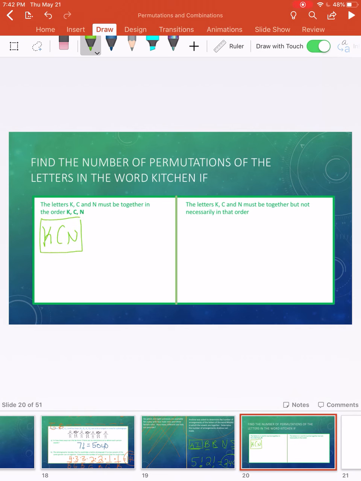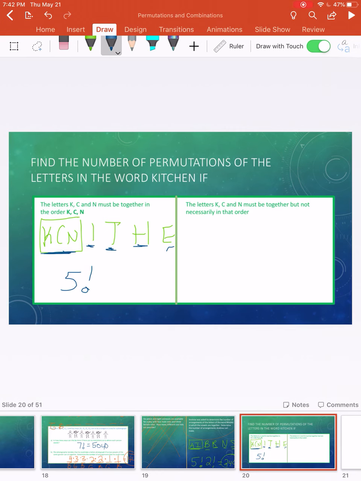So they still count as one item, and the other letters would also count as individual items. So I have I, T, H, and E. So altogether I should have 1, 2, 3, 4, 5, 6, 7 letters I wrote. Okay, so when I'm counting the items, I have 1 item, 2, 3, 4, 5 items. So I'm just going to write 5 factorial.